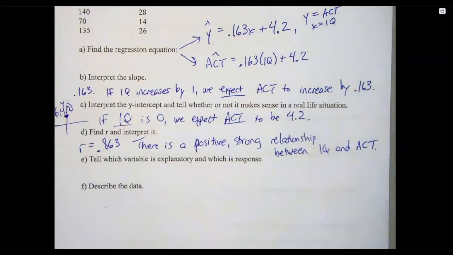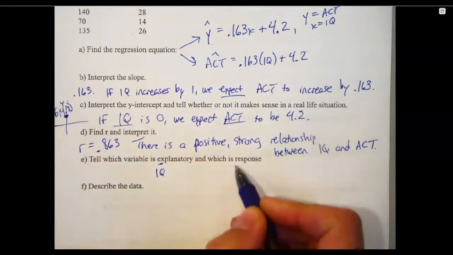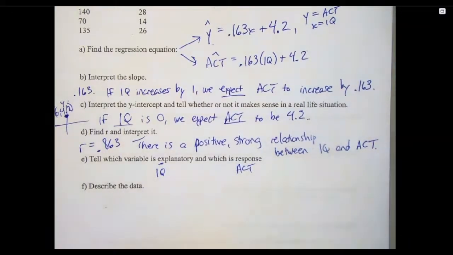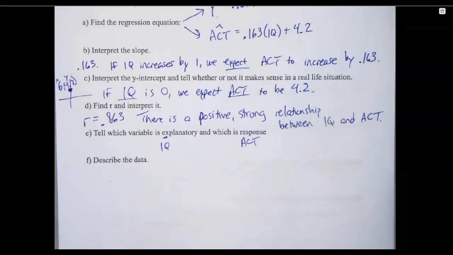All right, which variable is explanatory? So explanatory is the X. That's IQ. The response is ACT. And then, like I know, describe the data on Khan. That's for outliers also. Yeah. I won't ask you for outliers. And from what I've seen, the AP test is not either. I'm not quite sure why Khan does, but it's all concept, I guess.